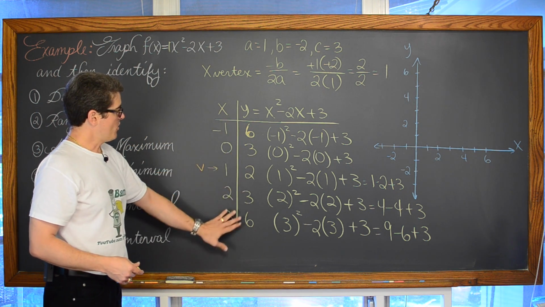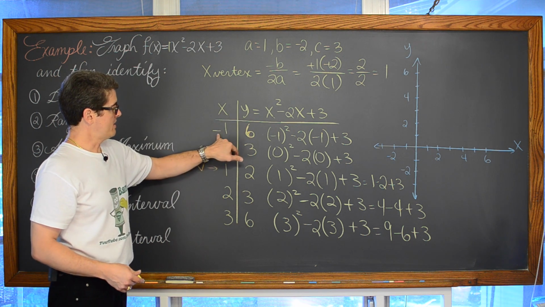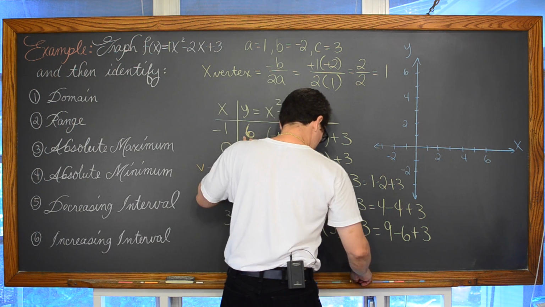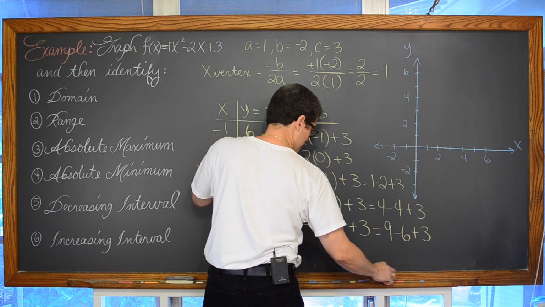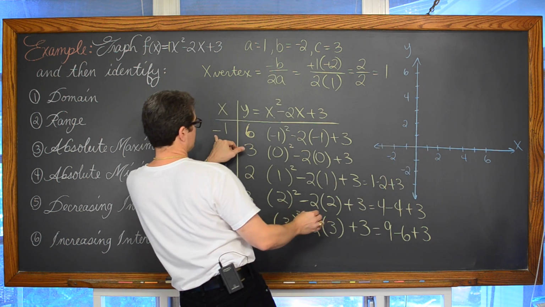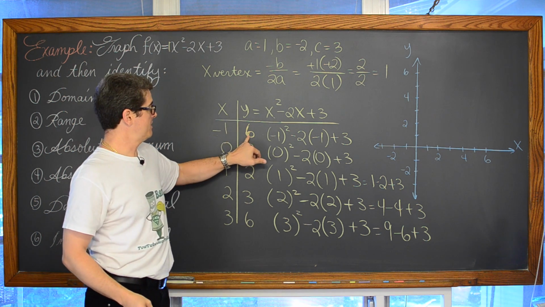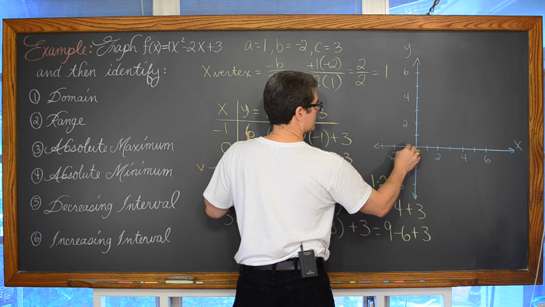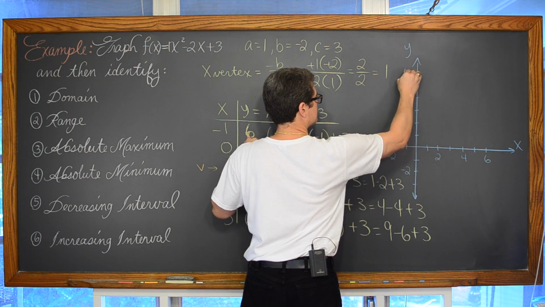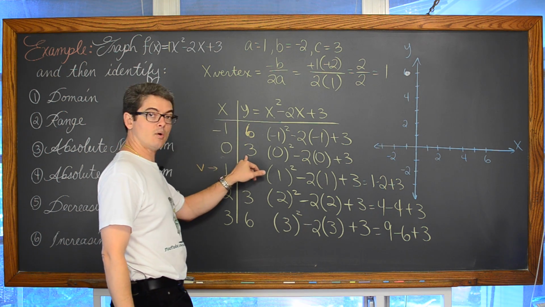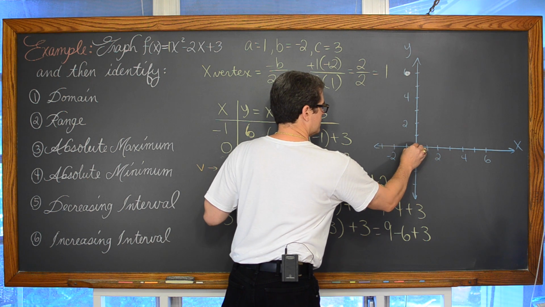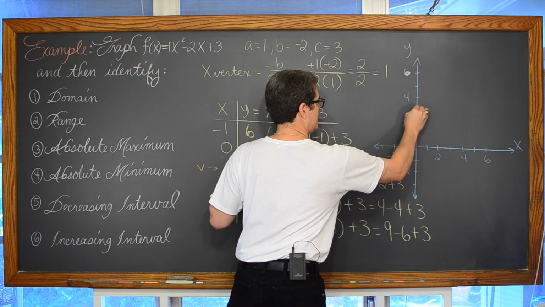Now, plotting these points, these are x and y coordinates, -1, 6. So I'm going to move, I'll use white. I'm going to move left 1 because my x is negative, and up 6. So left 1 and up 6, make a dot. 0, 3, that means don't move left and right at all, but just go up 3. So from the origin, just go up to 3.